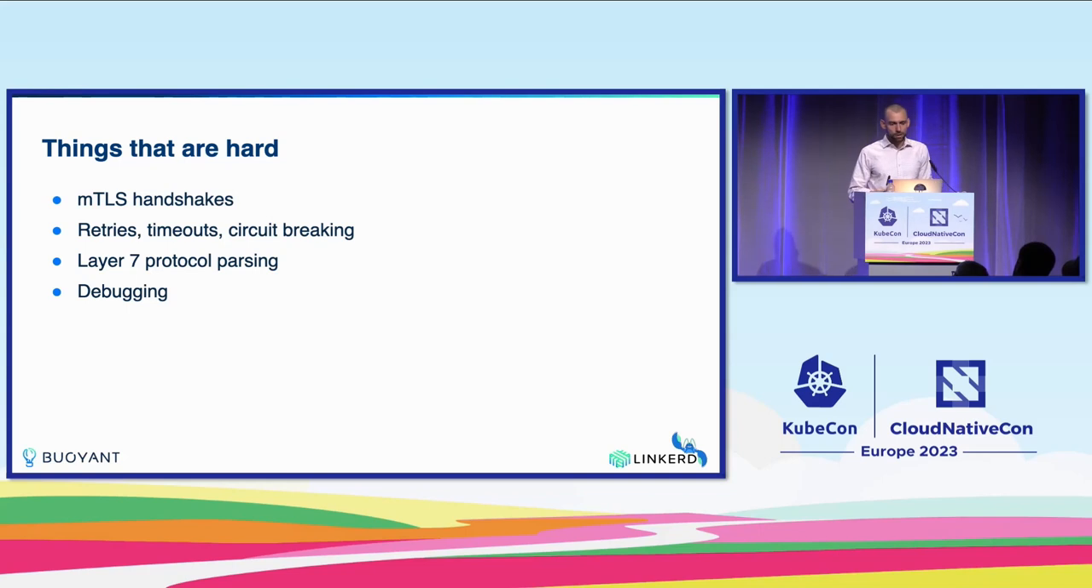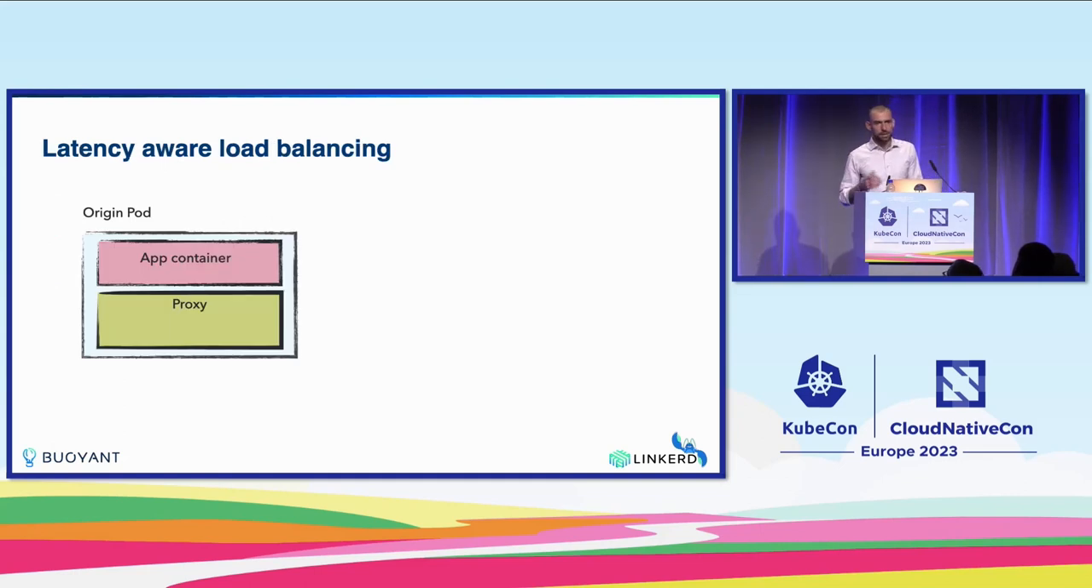So now, let's take a look at three particular features that a modern service mesh provides and think about what it would take to actually implement them in eBPF. Is it possible? And even if it was, does it actually make sense? First of all, let's take a look at latency-aware load balancing.